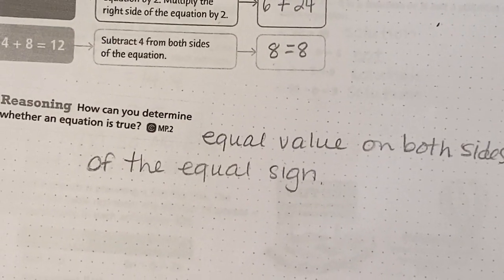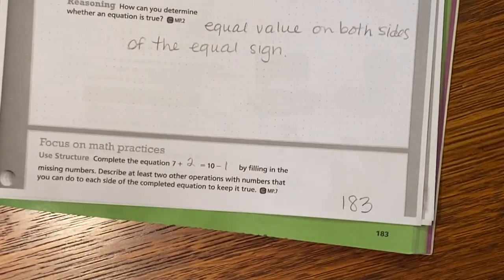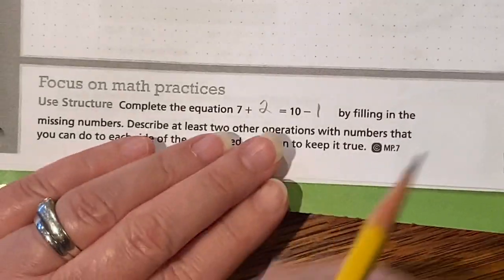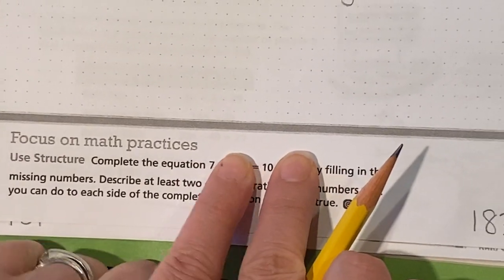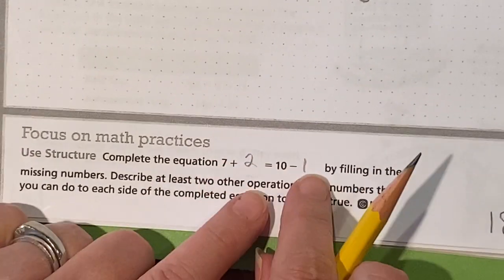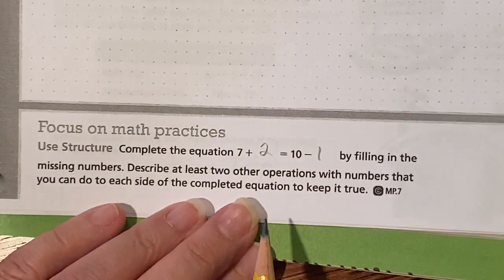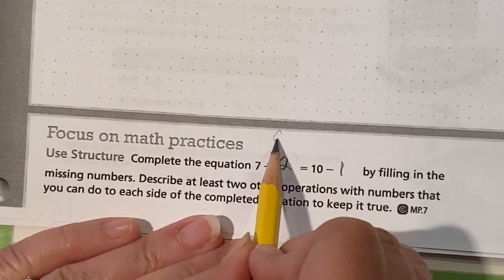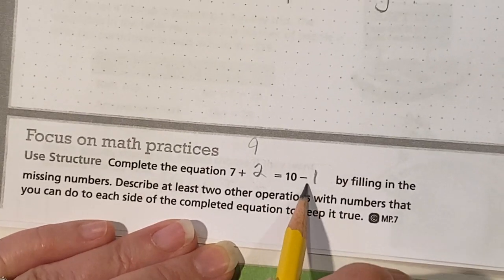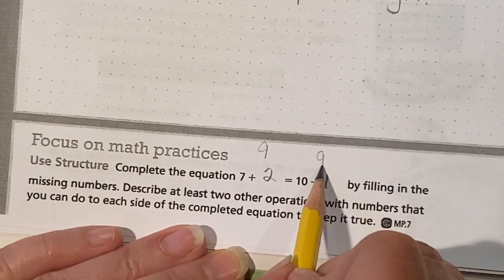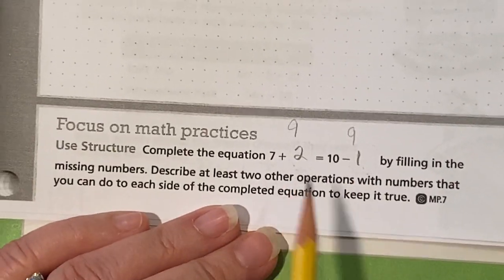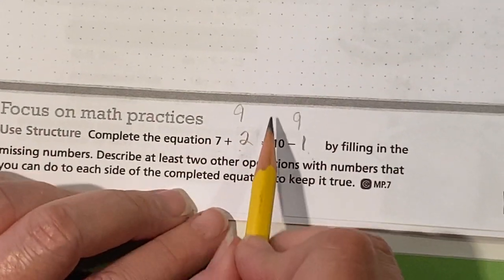And then on the bottom there, it says complete the equation 7 plus blank equals 10 minus 1. Well, 10 minus 1, I think I just did these ones. So 7 plus 2 equals 9, right? 10 minus 1 also equals 9. But you could do different things here too, as long as they made them equal each other.